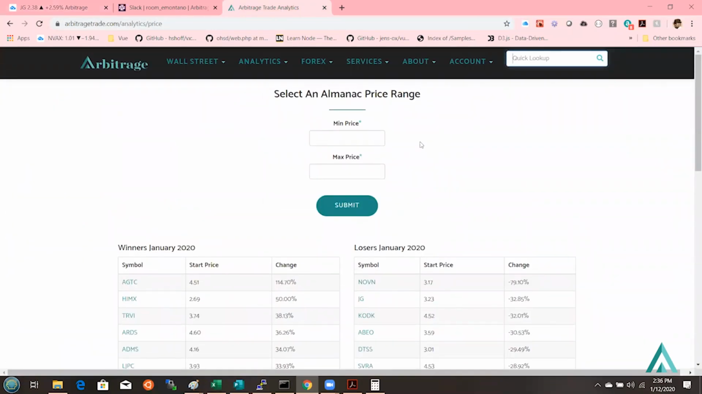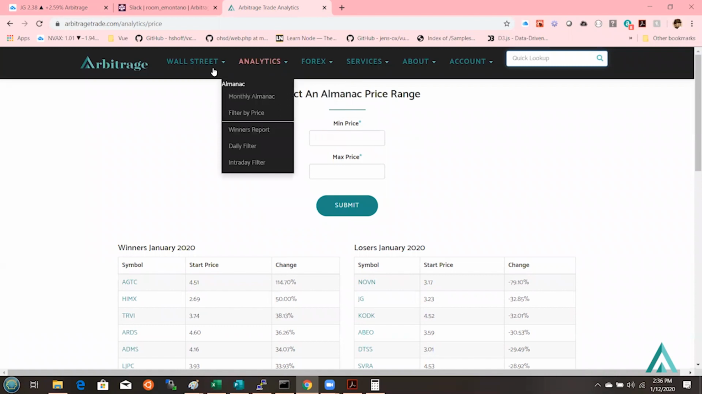The next thing I want to show you guys is on the stock side as well, our monthly almanac.